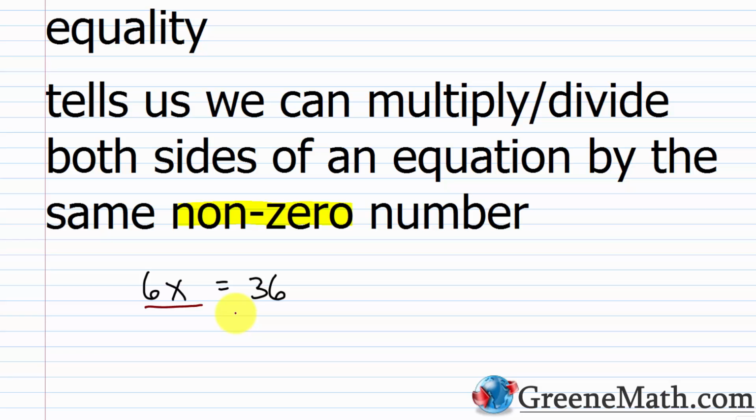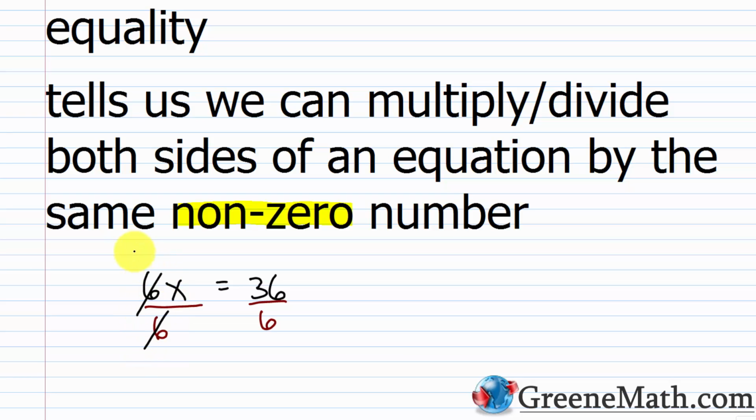If I'm adding something to x, I want to subtract. If I'm subtracting away from x, I want to add. If I'm multiplying something by x, I want to divide. If I'm dividing x by something, I want to multiply. So in this case, I am multiplying x by 6, so I want to divide by 6, right? And I have to do that to both sides of the equation to preserve the solution.